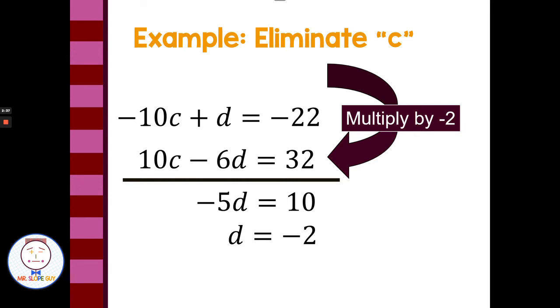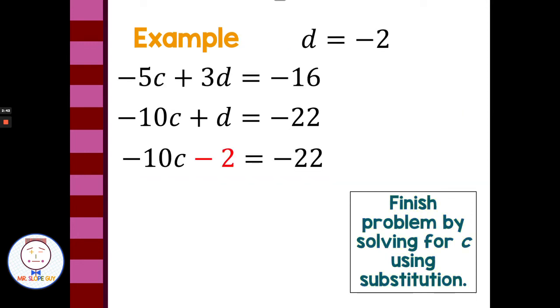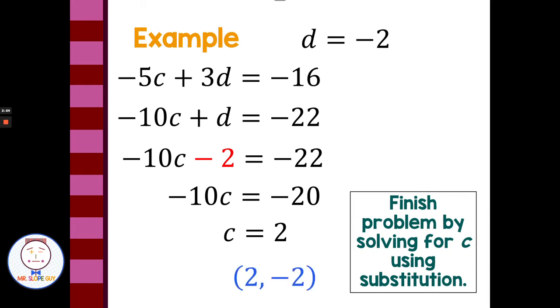Once I've solved for d, I can just go back to any of my original equations. I can finish solving my problem for c, put my d value in of negative 2, add 2 to each side, divide by negative 10. Then when it comes to write my ordered pair, I still want to do it alphabetically like we do with x, y. I'm going to do c comma d, so 2 comma negative 2 for my ordered pair. I can always go back and substitute in and make sure that these 2 points work in both the original equations, just to verify that they are good points.